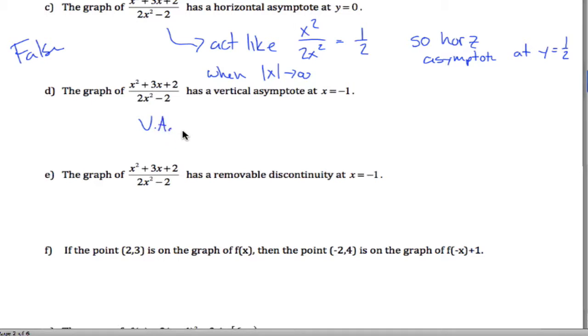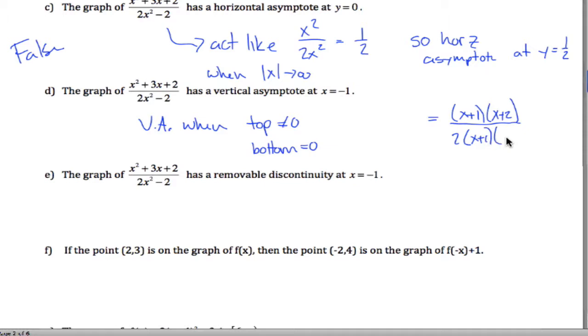Vertical asymptotes happen when the top is not 0 and the bottom is 0. So what I'm saying is if you factor this guy out, I get x plus 1 times x plus 2 divided by 2 times x plus 1 times x minus 1. If you factor this whole thing out, you get this. And if you look at this, the bottom equals 0 when x equals -1. We'll make all this stuff 0, but the top won't be 0. So when x equals -1, the top's not 0, the bottom is 0. That's the criteria for having a vertical asymptote. So this statement is true.